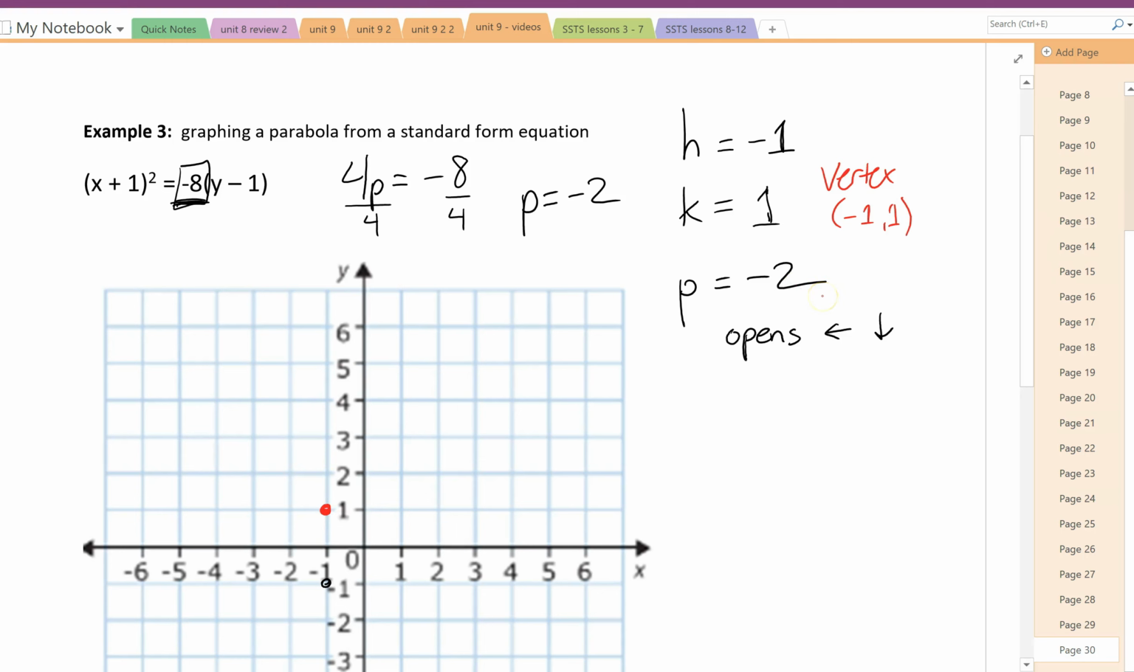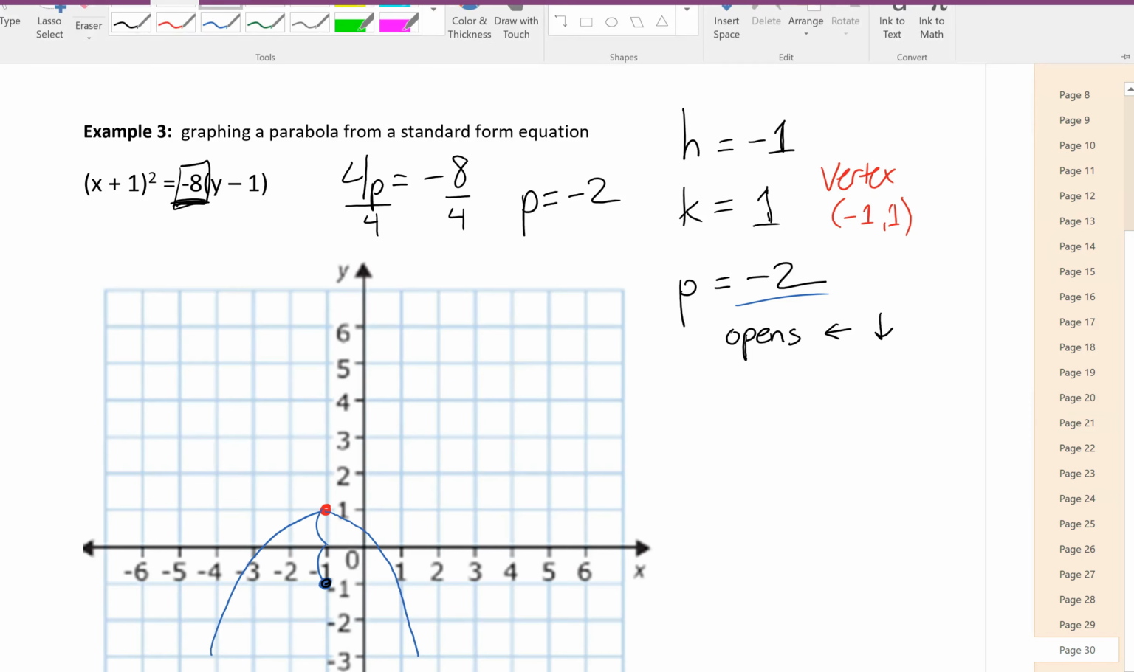If P is -2, that means that the focus is 2 units away from the vertex, but down from it. So the focus is going to be down here at -1, -1. Remember, the focus is kind of like inside of the parabola. So that means that if the vertex is up here, in other words, if -1, 1 is where the parabola changes directions, then the parabola has to be coming up and then turning around like this, right? And that's consistent with what I said about P being negative. When P is negative, the parabola has to open down.